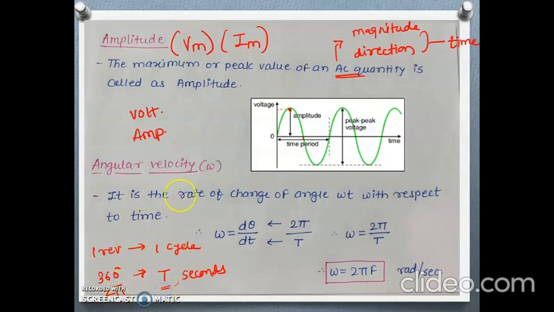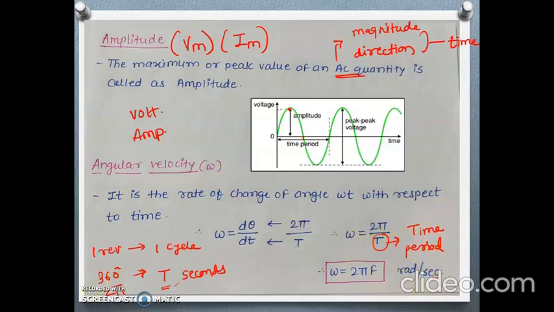Okay. So it is the rate of change of angle with respect to time. So omega will be d theta upon dt, and d theta is what? 2 pi or 360 degree, and dt is what? T seconds. Okay, so omega will be 2 pi upon T. Then what will be this T? T is the time period of AC wave, which is measured in second. And what is the unit of omega? Omega is measured in radian per second. Angular velocity is measured in radian per second.